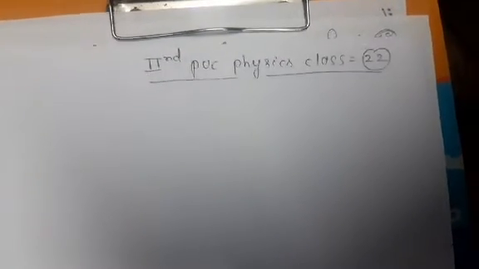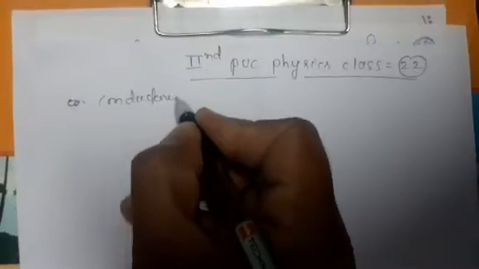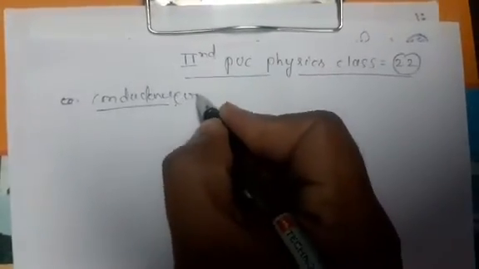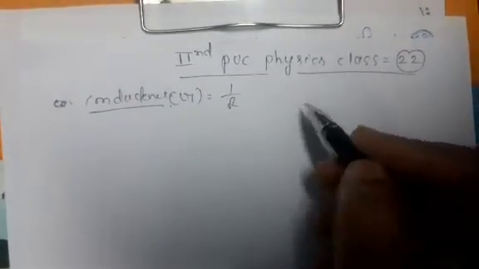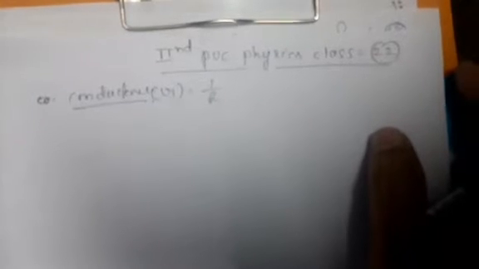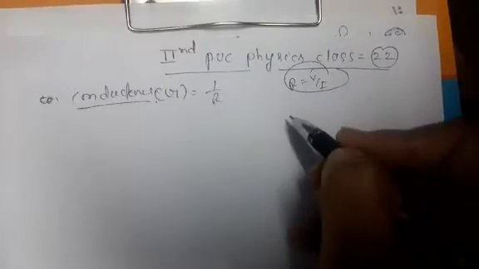In this class, today we will discuss conductance. What is the meaning of conductance? The symbol of conductance is capital G. The reciprocal of resistance is called conductance. Resistance means opposition to the flow of charges. The potential difference per unit current is called resistance, that is R is equal to V by I. This formula is Ohm's law.